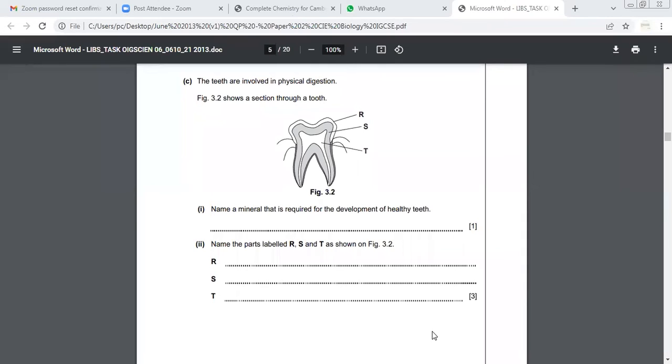Okay, now this question is also from the nutrition in mammals. The teeth are involved in physical digestion, or mechanical digestion. Now they ask: figure 3.2 shows a section through a tooth, with R, S and T. Name the mineral that is required for the development of healthy teeth. Calcium. Okay. Name the parts labeled R, S and T as shown in figure 3.2.